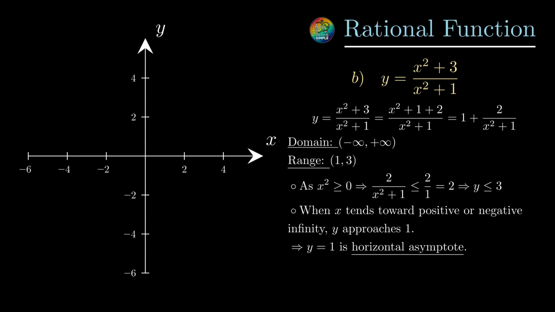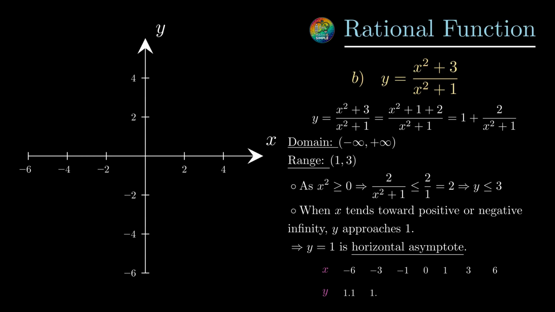Furthermore, as x tends toward positive or negative infinity, that fractional term shrinks to 0, and y approaches 1. This gives us a solid lower boundary, establishing a horizontal asymptote right at y equals 1. Thus, our total range is bounded between 1 and 3.